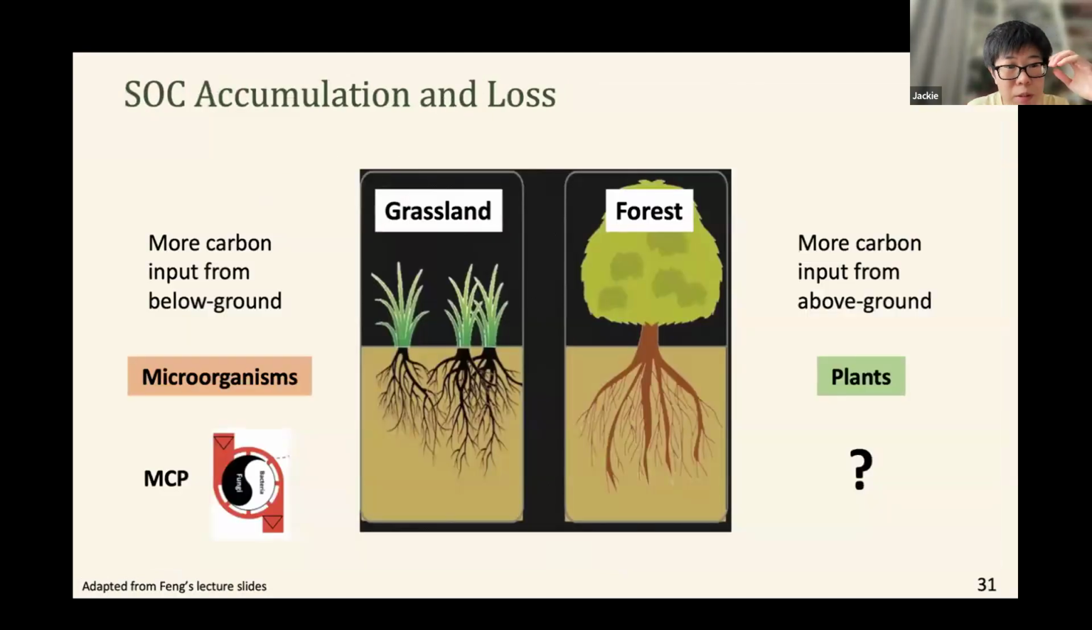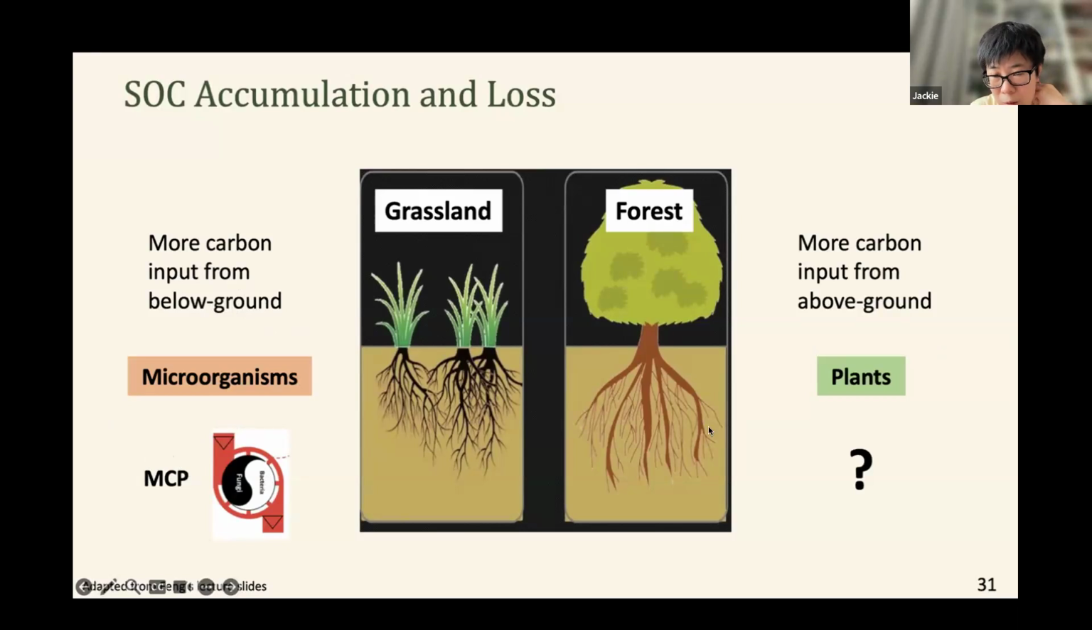And further on, we have two different sources for SOM or SOC accumulation. Remember, one is from the above ground, and the other one is from the below ground, from the microbial biomass. And the source of SOC accumulation actually differs between different types of ecosystems, for example, forest versus grassland. Through experimental setups, researchers have already found that for grassland ecosystems, the major origins of SOM are dominated by carbon input from below ground, so from this microbial carbon pump mechanism.